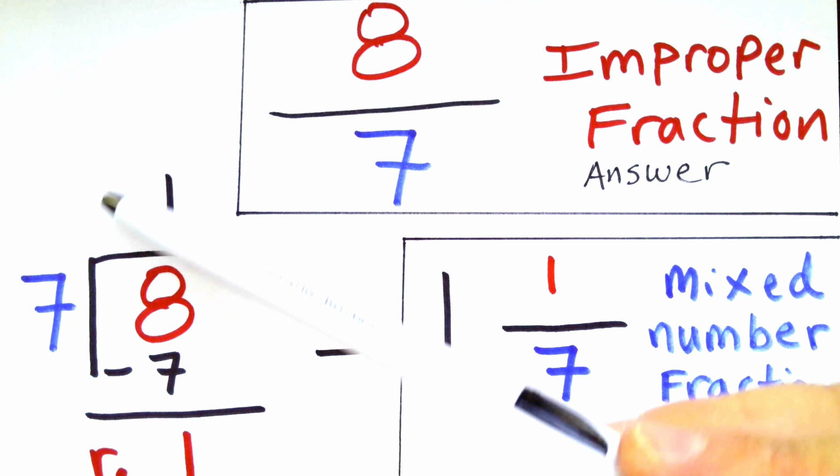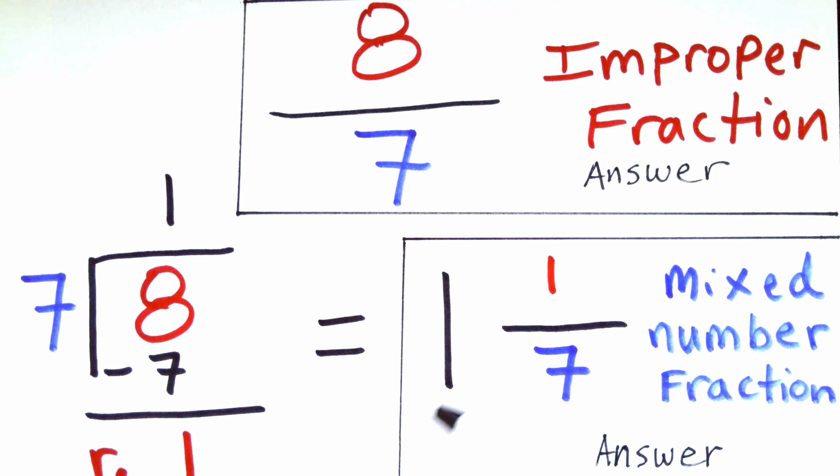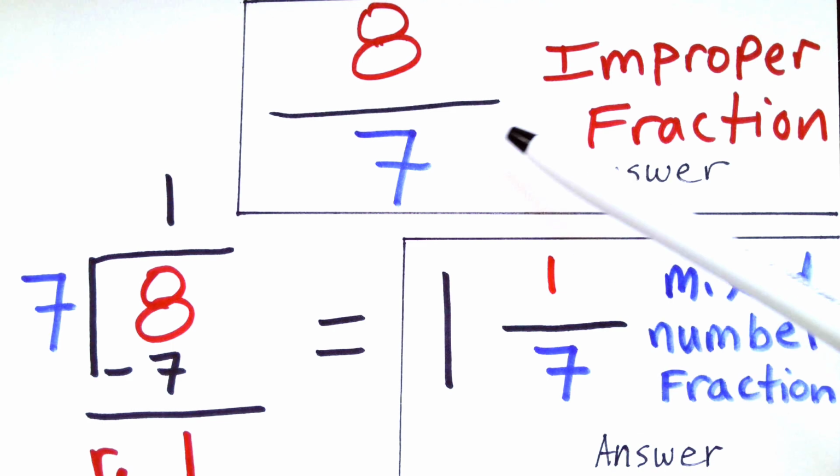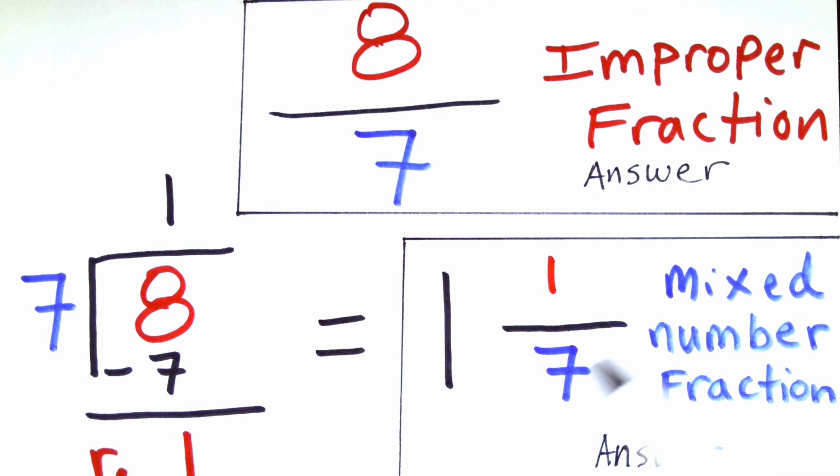Remember, the number above the divisor bar is our whole number. Our remainder of 1 becomes our new numerator, and the denominator of 7 stays 7 throughout. So 8/7 is a correct answer in improper fraction form, and 1 1/7 is also a correct answer, just written in mixed number form. Hopefully that's making some sense. Sometimes you're asked to keep it in improper fraction form, sometimes you're asked to convert it into a mixed number. So you're going to need to know how to do both.